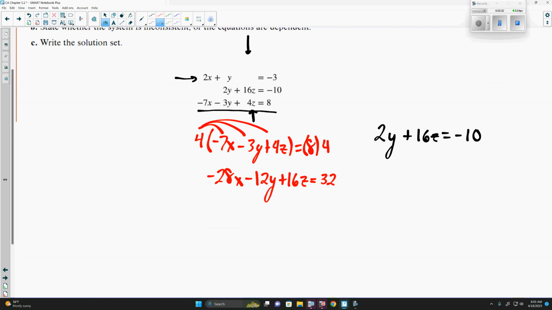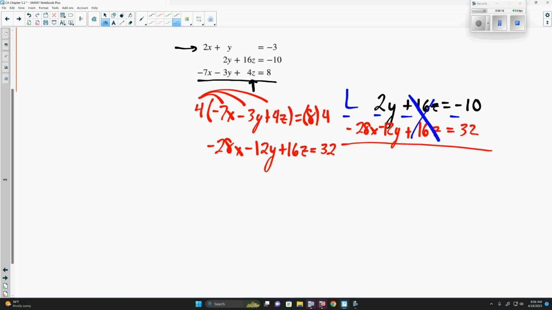Now that we have the z's matching, we can put this under the other equation and match up the variables as best we can. Now the variable we chose to eliminate was z, so we need to see if we need to add them together or subtract them. Whenever the signs are the same, we are going to subtract, because 16z minus 16z is indeed 0. So we're going to subtract all the way across the board.